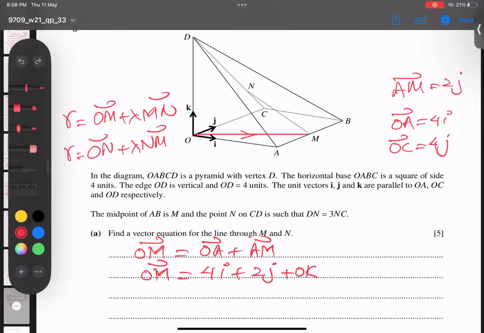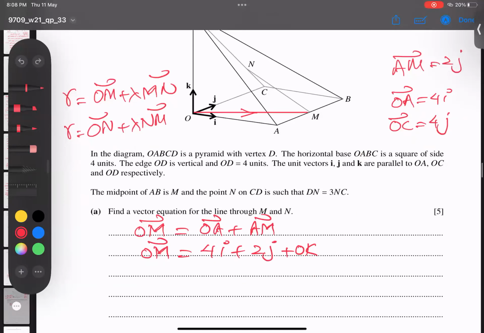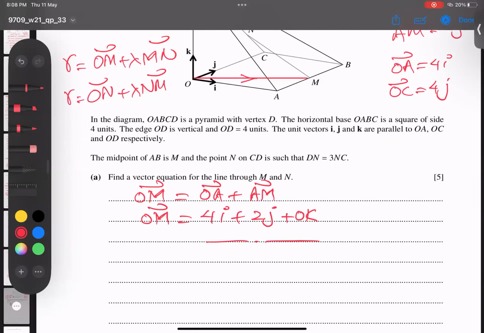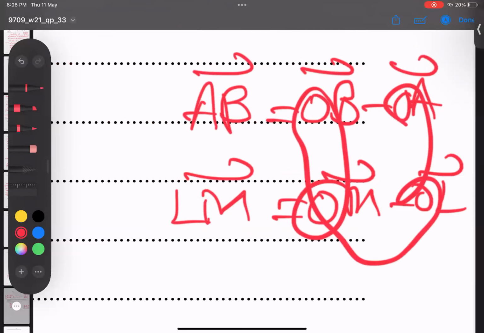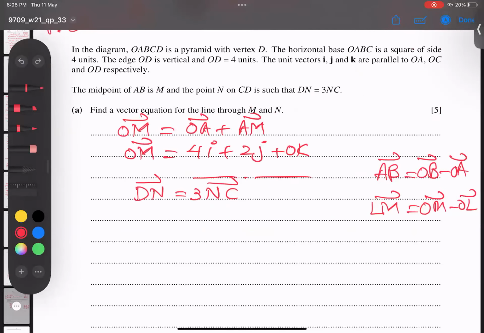Now I'm looking for ON. For that, I have to look at the given condition: DN equals 3NC. Nothing hard, students. I'm converting it to vector form. First, the AB vector: the letter ending at B, I write first, so OB minus OA. For example, the LM vector ends at M, so OM minus OL. Make sure only O comes here, no other letter.